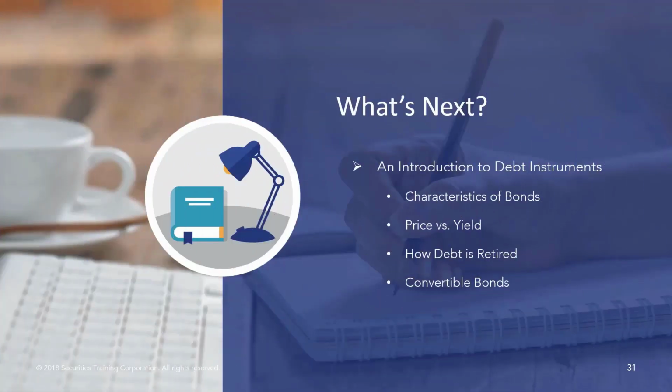Chapter 4 is next, which is very exciting. Welcome to the wonderful world of debt instruments or bonds, where we'll be discussing the characteristics of bonds, price versus yield, how debt is retired, and convertible bonds.